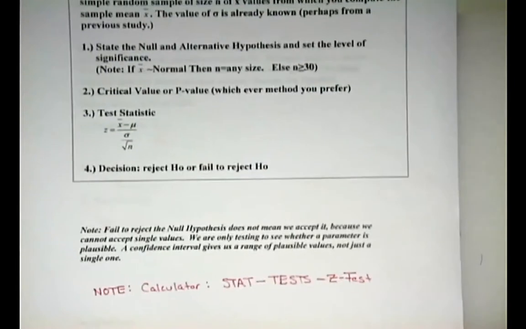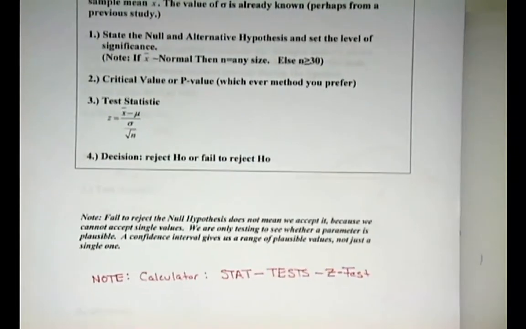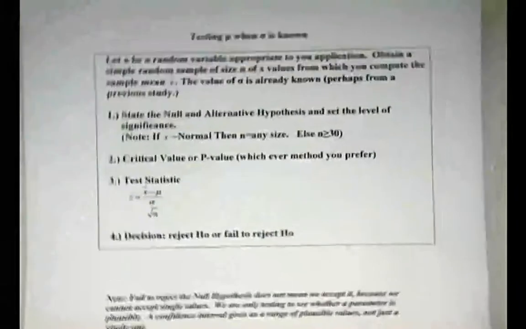Now a note on your calculator, if you have a graphing calculator: if you choose to use your calculator to assist you in hypothesis testing, you'll be going in your stat menu, and then you'll be locating your test tab or application within that menu, and you'll be finding your single z test. Let's get started with an example.